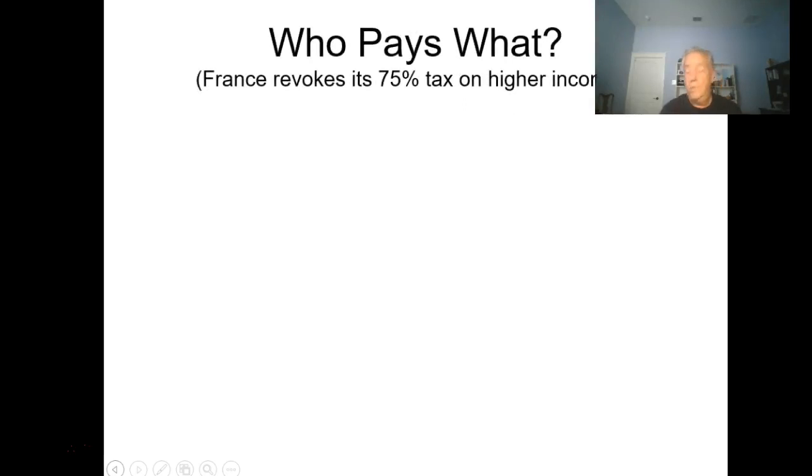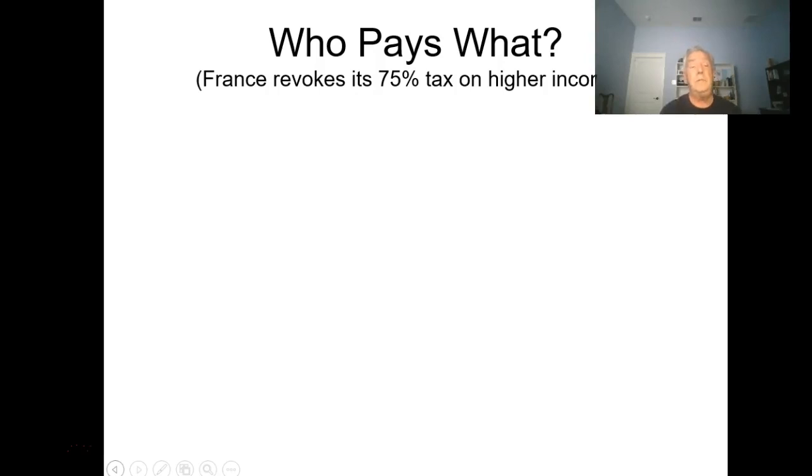Okay, who pays what? This is a chart on different income levels and how much money they have to pay in taxes each year. The footnote at the top: France adopted the idea, let's tax the rich. So they put a 75% tax on anybody with a higher income. I forget what the threshold was for that income, but at any rate, they did that, and then I think it lasted maybe 2 years. They took it off last year.